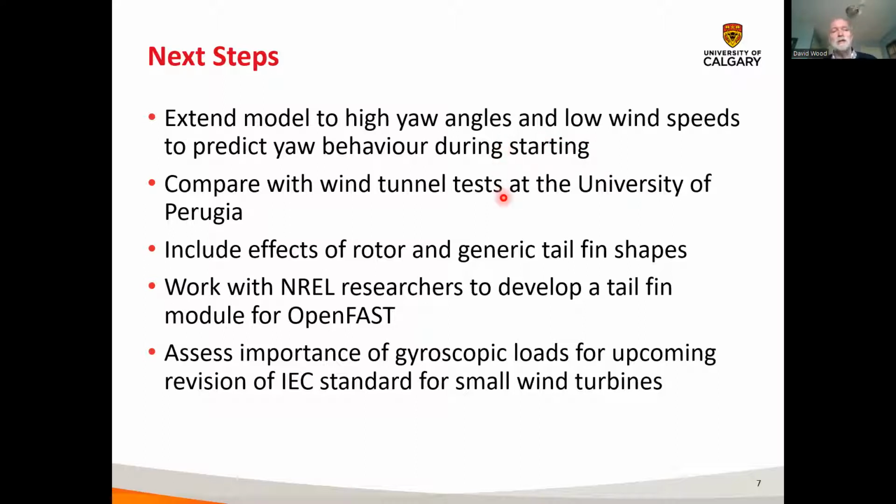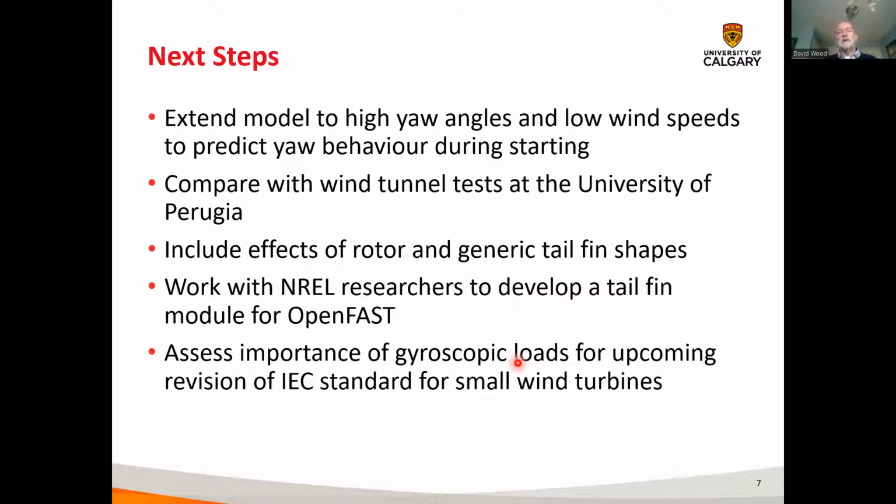And we've arranged with Professor Francesco Castellani at the University of Perugia in Italy for him to do some wind tunnel tests that we will use to assess those models. Then what we want to do is include the effects of the rotor, because that's obviously critical. And we want to extend the model past just making it applicable to delta wings. Then we aim to work with the NREL researchers to develop a tail fin model for OpenFAST.